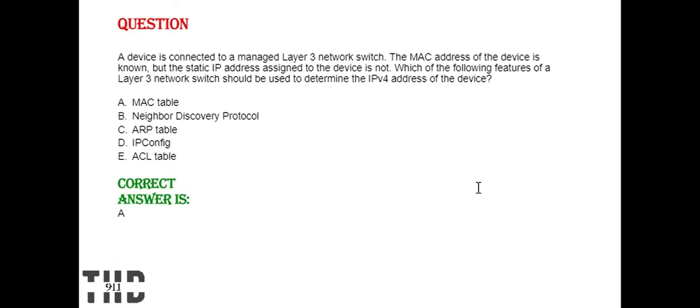A device is connected to a managed layer 3 network switch. The MAC address of the device is known, but the static IP address assigned to the device is not. Which of the following features of the layer 3 network switch should be used to determine the IPv4 address of the device? Option A, MAC table. Option B, neighbor discovery protocol. Option C, ARP table. Option D, IP configuration. Option E, ACL table. The correct answer is option A.